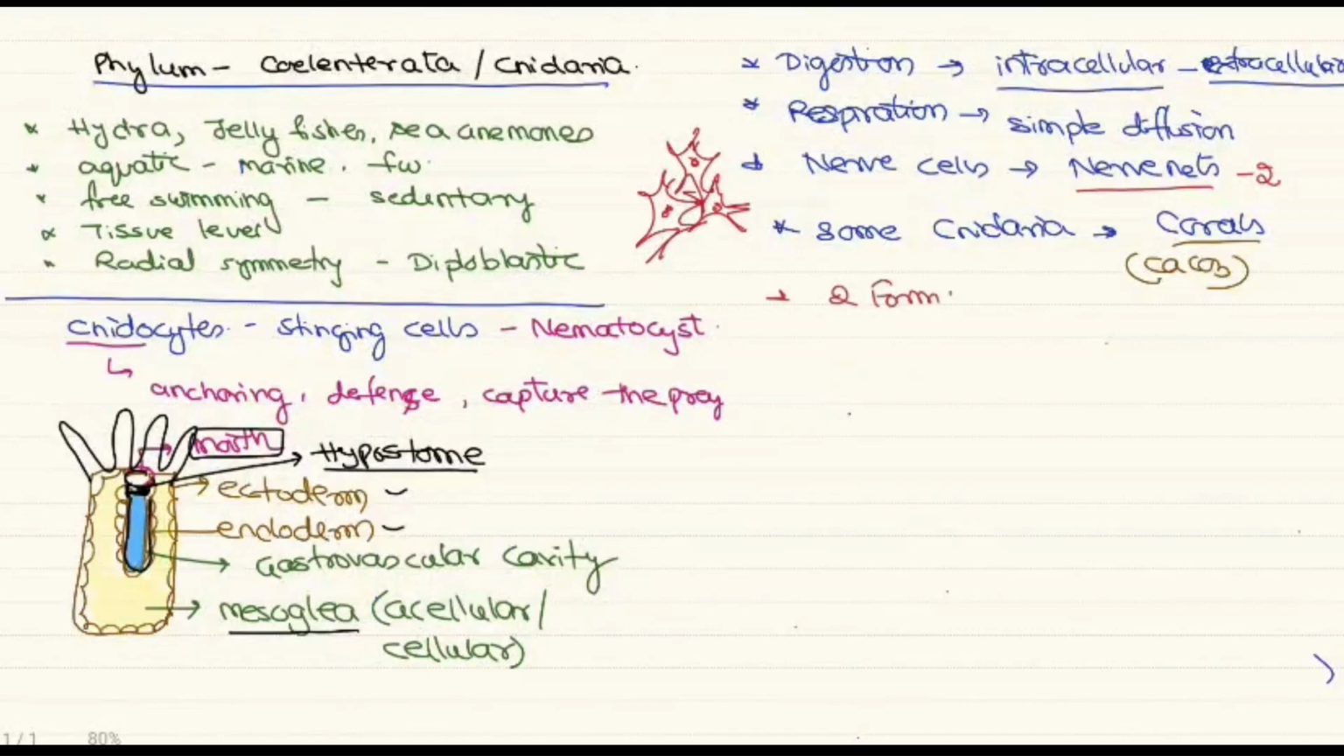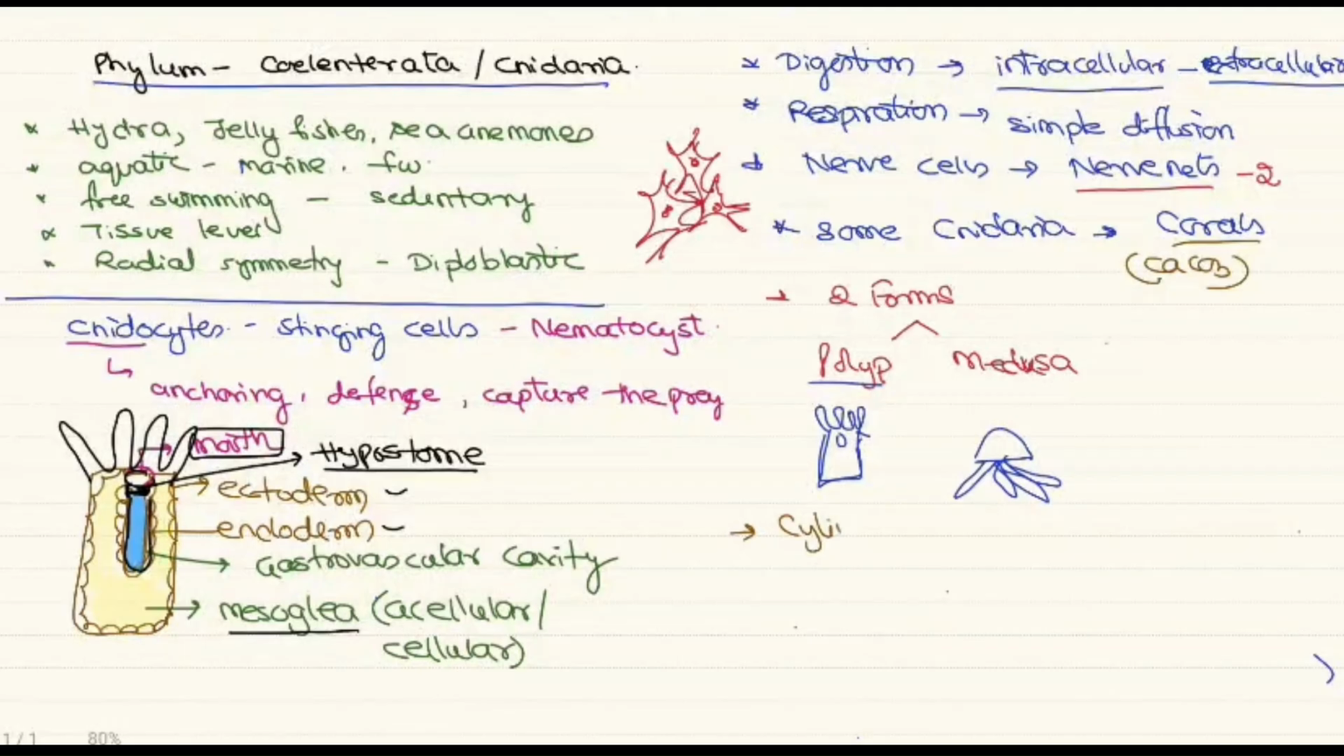The body of cnidarians occurs in two forms. We call them polyps and medusa. A polyp is a hydra-like animal and the medusa is a jellyfish-like animal. Now, what are the characteristics of polyp? It is cylindrical shape. How is medusa? It is umbrella shaped. We also use the word cup shaped.